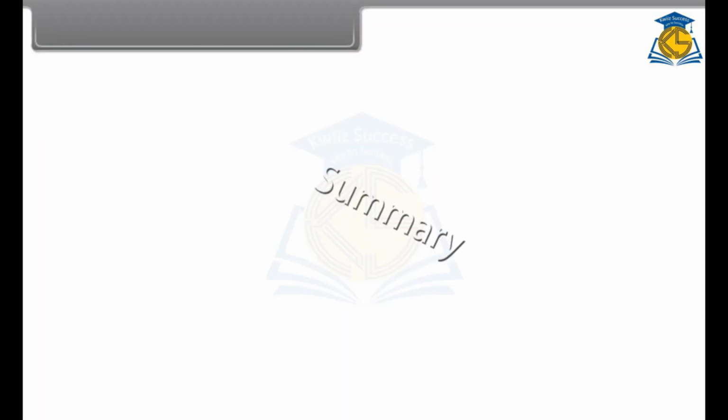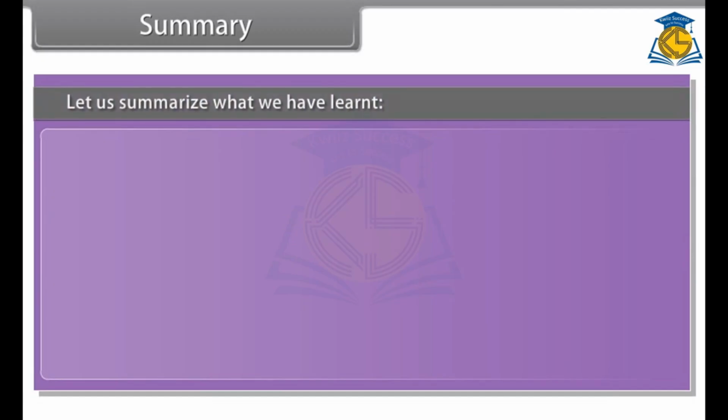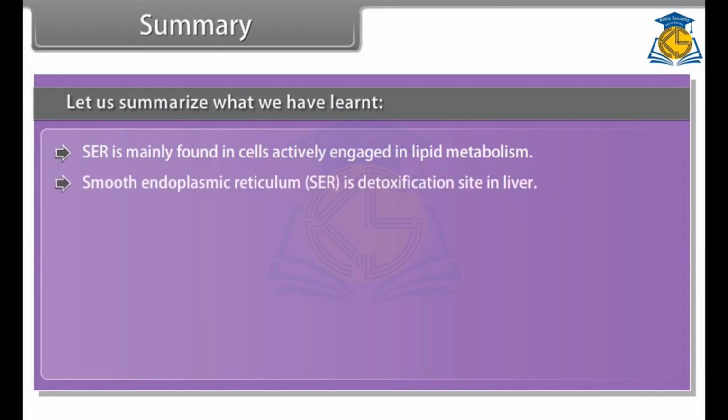Summary. Let us summarize what we have learned. SER is mainly found in cells actively engaged in lipid metabolism. The smooth endoplasmic reticulum (SER) is the detoxification site in liver. Organelles connected with lipid synthesis are SER.